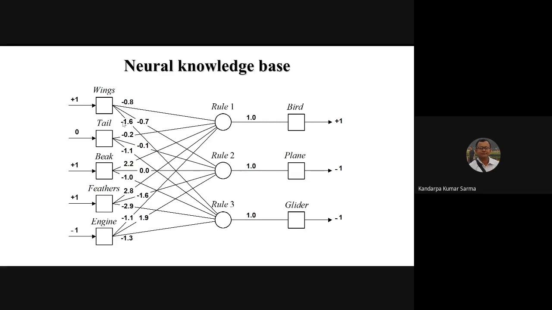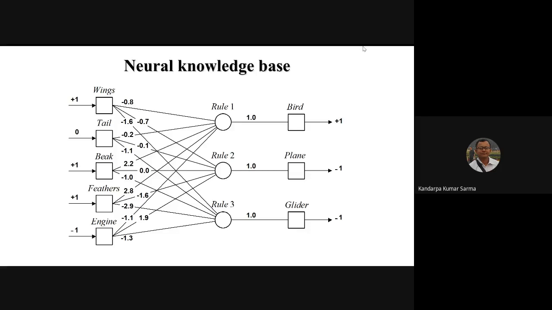These are the firing rules: minus 0.8, minus 1.6, minus 0.7, minus 0.2, minus 0.1. So these are different path gains of this connection that will lead to the formation of rule 1, rule 2, rule 3. Rule 1 shall be linked to the detection of bird, rule 2 with the plane, and rule 3 with the glider. So this neural knowledge base will create sufficient capability to discriminate between the three classes by the use of the knowledge base created by the neural network.